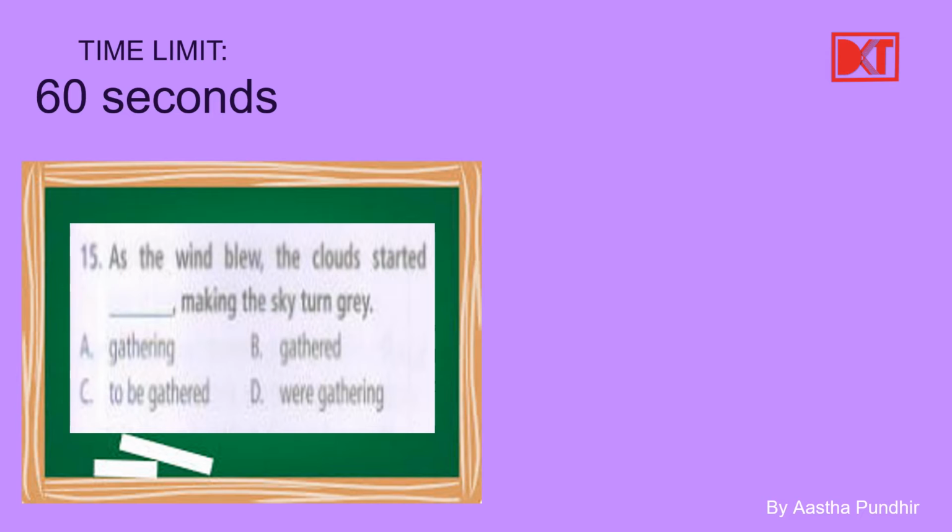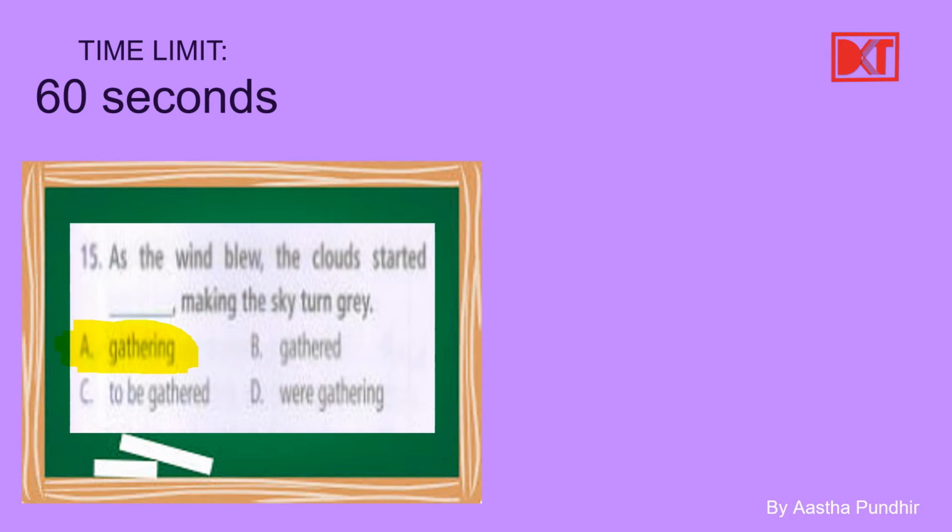All right, here. As the wind blew, the clouds started dash, making the sky turn grey. The clouds started gathering, started gathered, started to be gathered, started were gathering. So here the correct answer is A. As the wind blew, the clouds started gathering, making the sky turn grey.